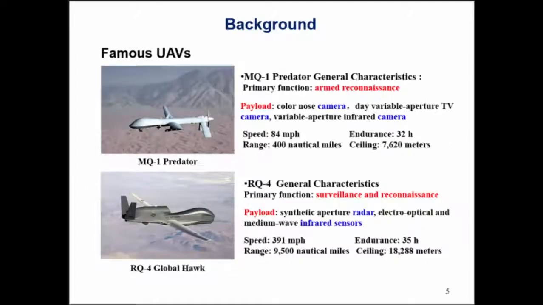Here I introduce 2 famous UAVs, which are both produced by the US. The first one is the MQ-1 Predator. Its primary function is armed reconnaissance. The second one is the RQ-4 Global Hawk. Its primary function is surveillance and reconnaissance. The other parameters can be found in this slide.